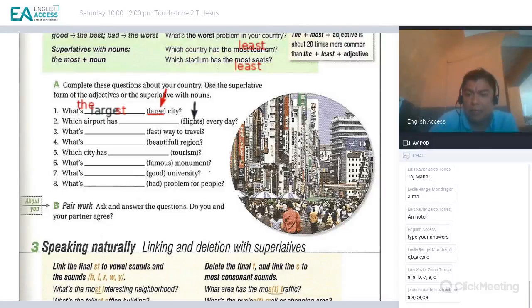What's the largest city? And number 2, we can't say est because it's a thing. So we use the most, and then we say flights. Okay, the thing. Yes. Now let's do number 3, 4, 5, 6, 7, and 8 in the whiteboard.